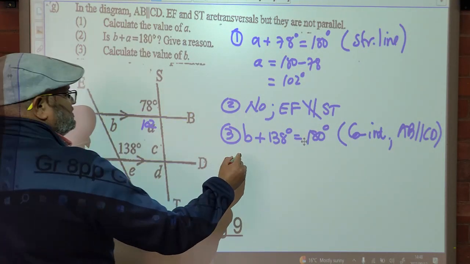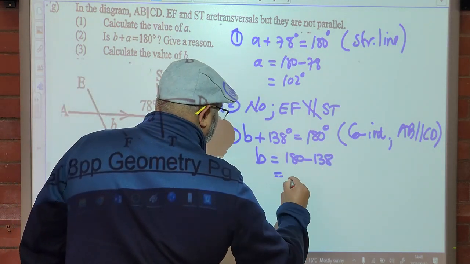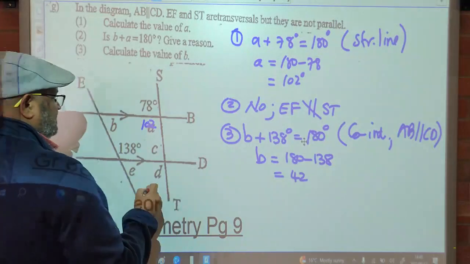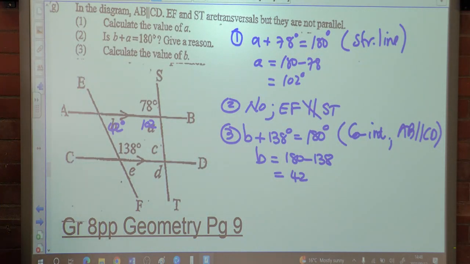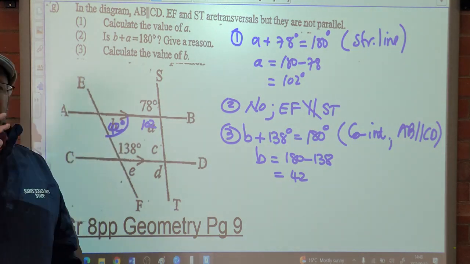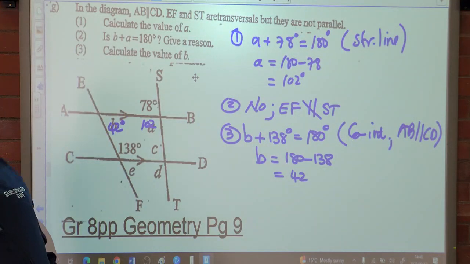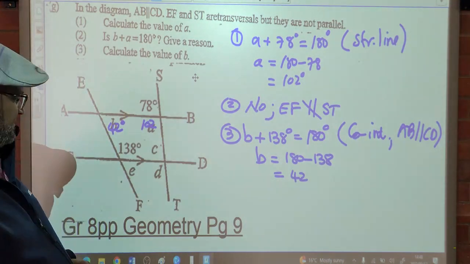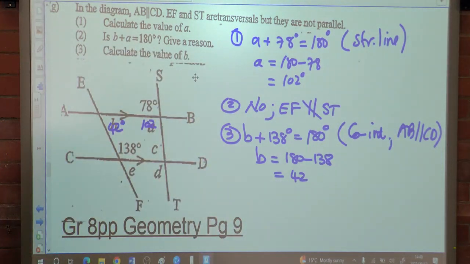So B works out to be 180 minus 138, which is 42 degrees. So when we are referring to this angle, we don't refer to it as angle B anymore. It's now going to be a 42 degree angle. Any confusion thus far? No. Right.